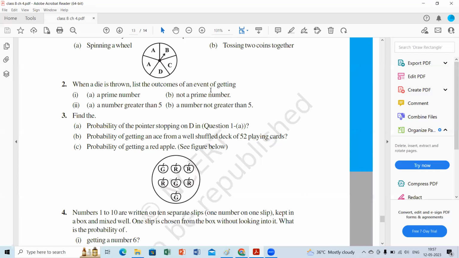A number greater than 5. Only 6. So only one chance out of 6. It is 1 by 6.